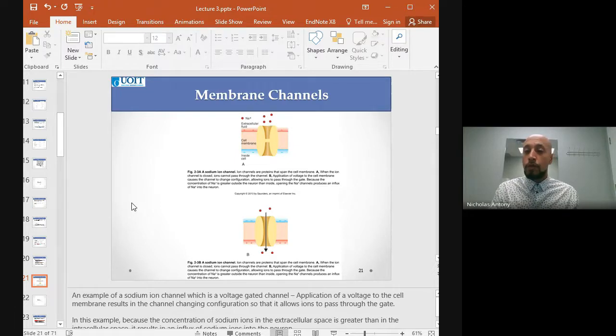Would the voltage leak as well? I would say no. There's always some loss of electrical potential, but not for the purpose of this course.